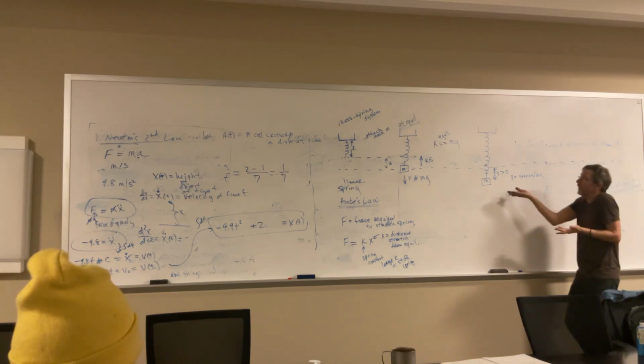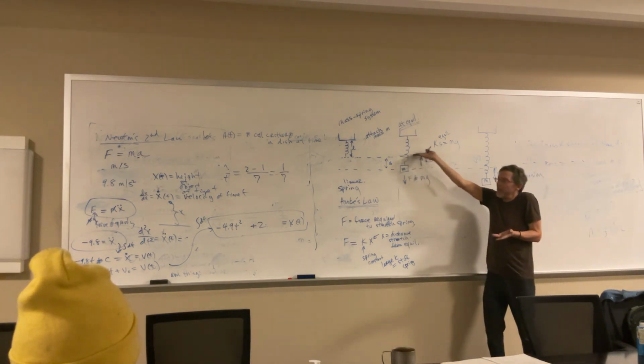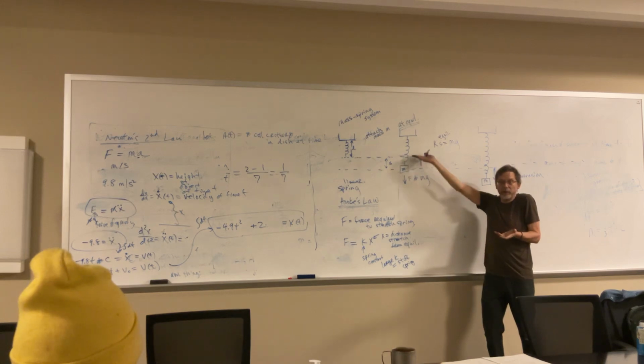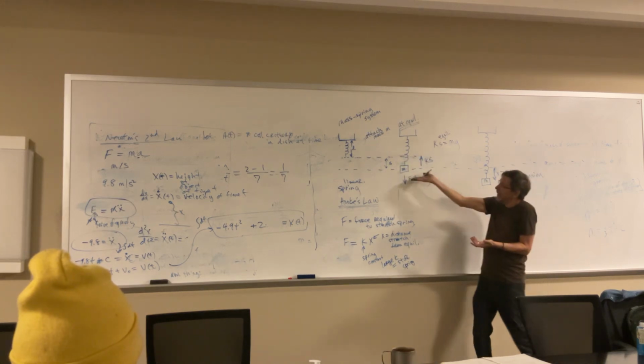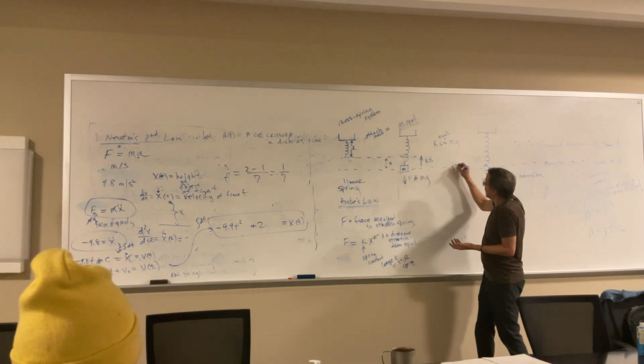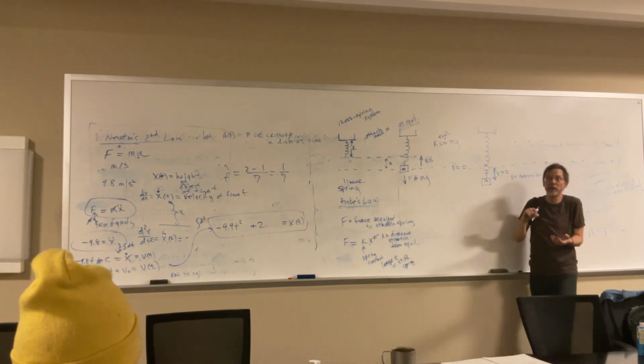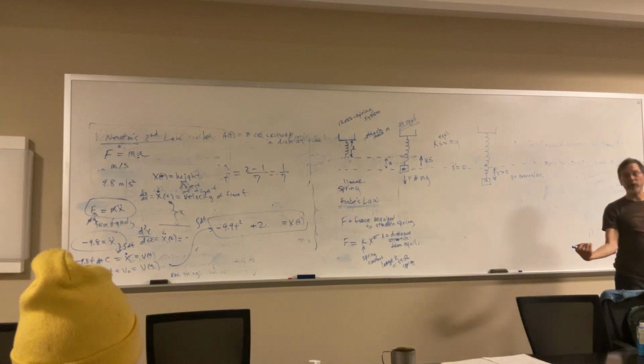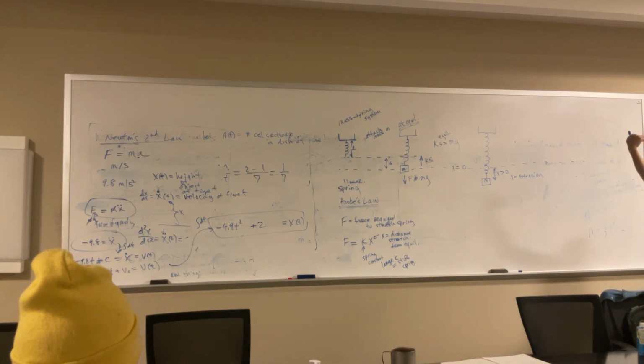If I compress the spring up, that's going to be a negative compression, a negative extension. So if I push up this way, its position is negative. But we think of this as x equals 0 right here. So if you move down from equilibrium, it's positive. If you move up, it's negative.